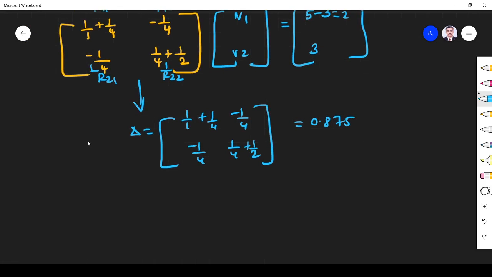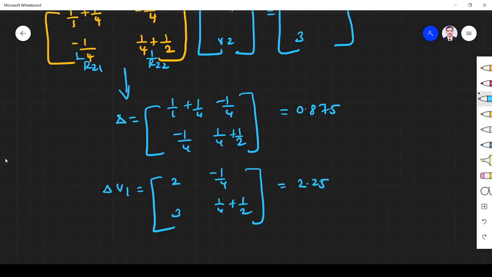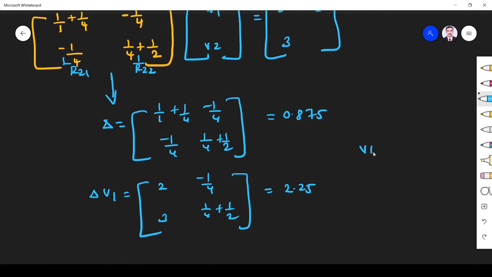Next, I have to find del V1. Del V1 means replace the first column with the current values, so 2, 3, minus 1 by 4, and 1 by 4 plus 1 by 2. What I get is 2.25. From this we can identify that V1 is equal to del V1 by del, so 2.25 divided by 0.75. So V1 is equal to 2.57 volt.